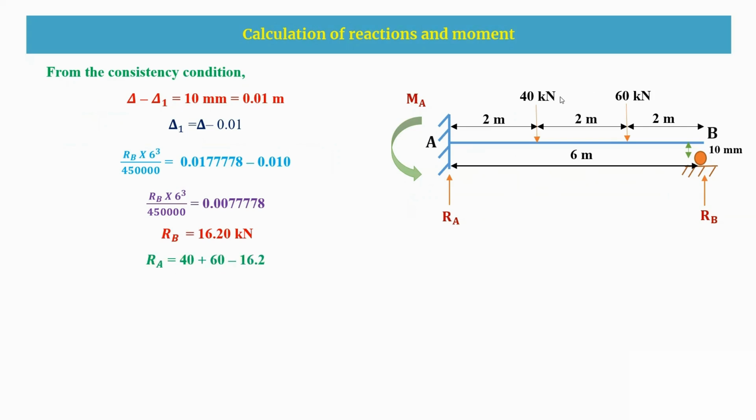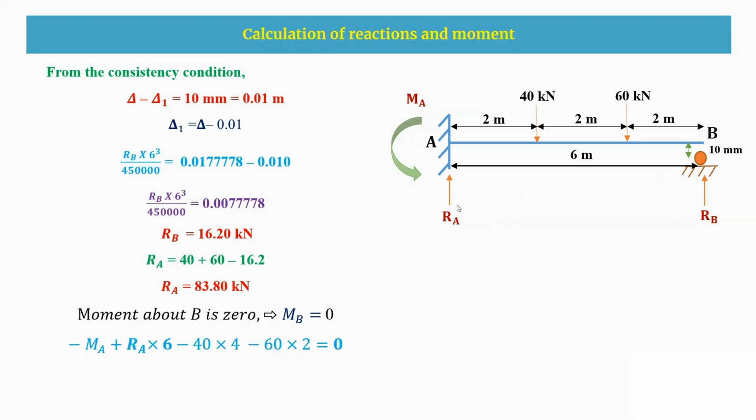As we know, RA is equal to 40 plus 60 minus RB. I'm just substituting the RB value here. Then I got RA as 83.8 kilonewton. After getting this RA value, now I'm taking the moment about B equal to 0. Therefore, I get the equation as minus MA, which is in anti-clockwise direction, and RA into 6 is plus, that is clockwise direction, minus 40 into 4, again anti-clockwise, and minus 60 into 2, again anti-clockwise. By solving this, I got the MA value as 222.8 kilonewton meter. So this moment is hogging in nature.